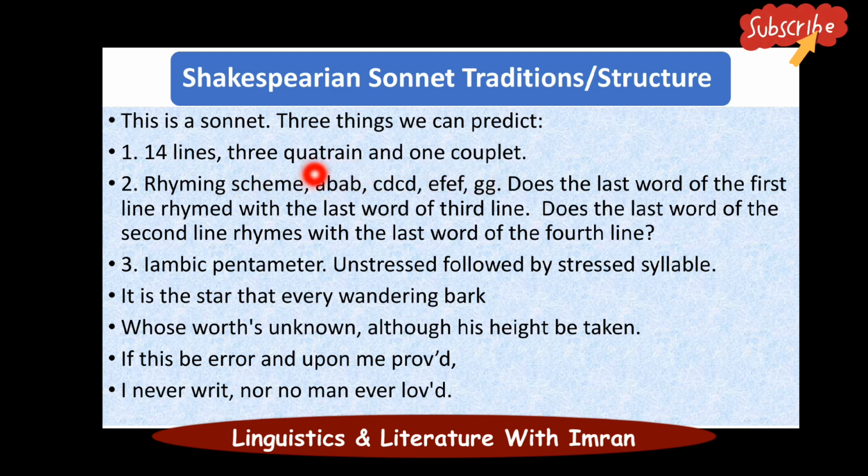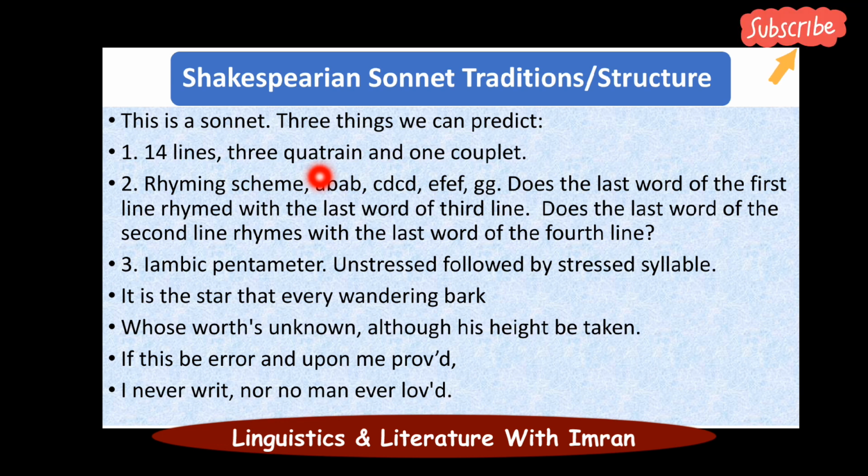So what is a quatrain? A quatrain is a verse form and consists of 4 lines. And what is a couplet? A couplet consists of 2 lines in poetry. So the first thing is that a sonnet consists of 14 lines, and these 14 lines are structured into 3 quatrains and 1 couplet. Not every sonnet is structured in this way.